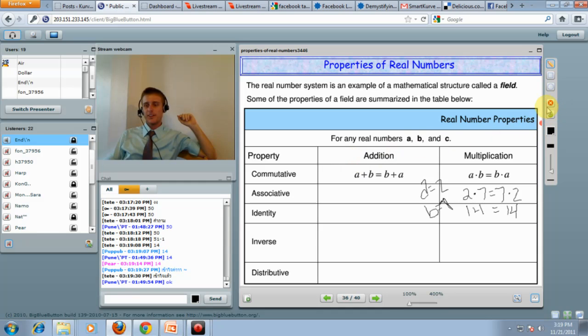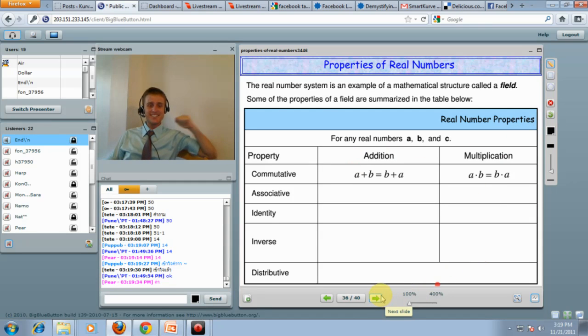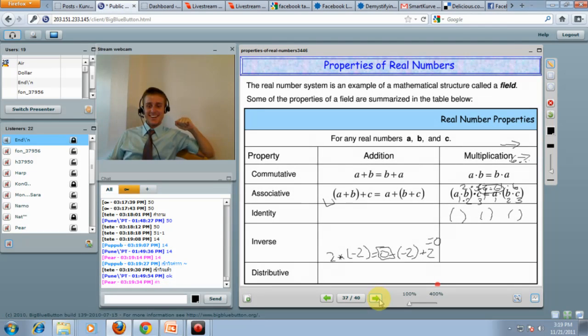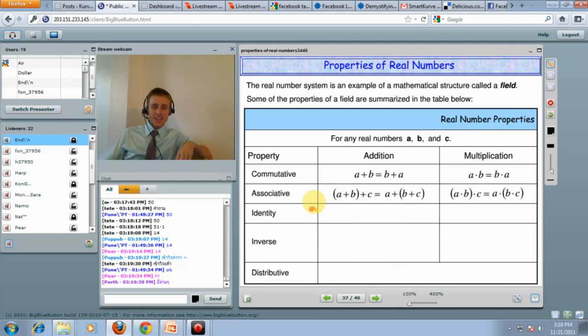Okay, perfect. Okay, let's move on. Yes, yes. Okay, finally they say okay. Now we have associative. Thank God. Yes. It's okay, only 5 more.